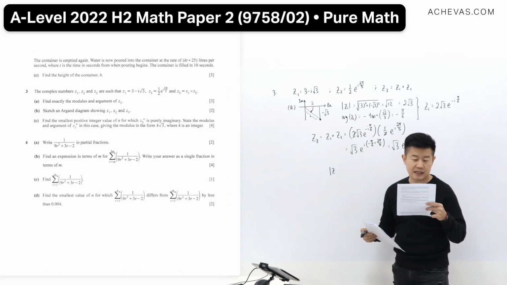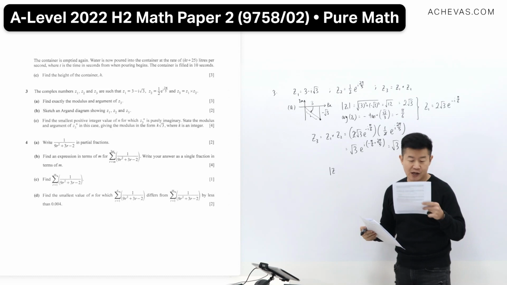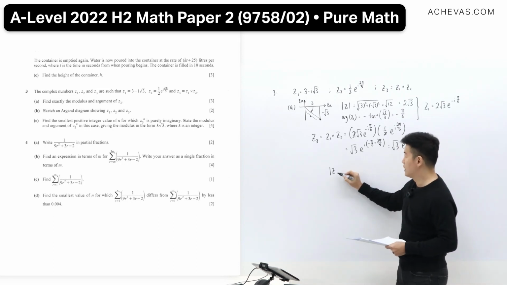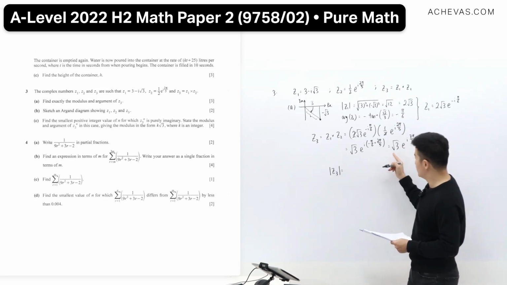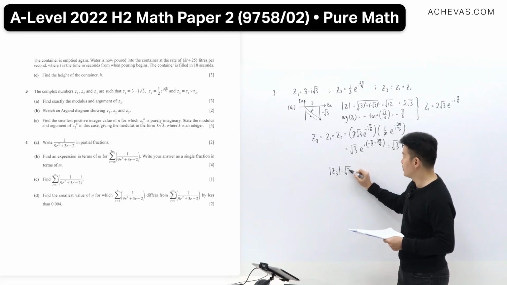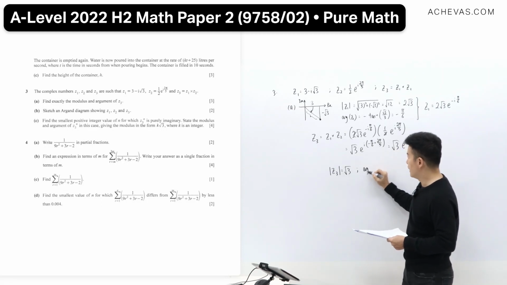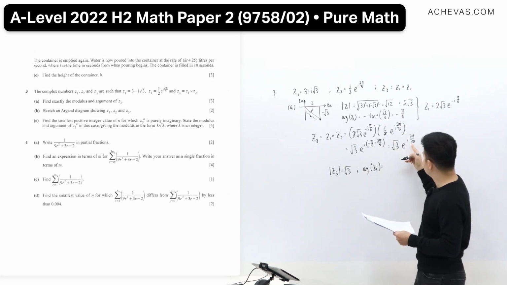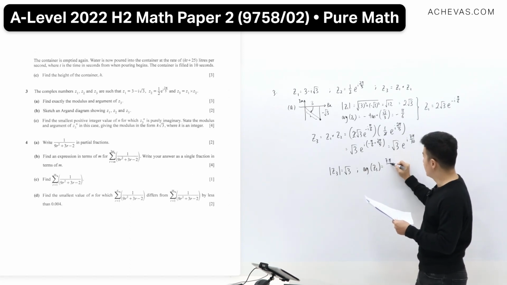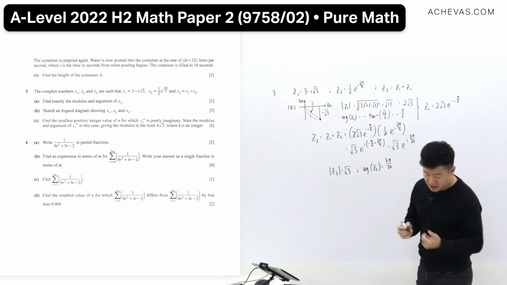Okay, so looking at this, which is Z3, we can then answer the question, because the question is requiring us to find the modulus of Z3 and the argument of Z3. So the modulus of Z3 is going to be this over here. It is square root of 3. And the argument of Z3 is this over here. So this is 7 pi over 30.